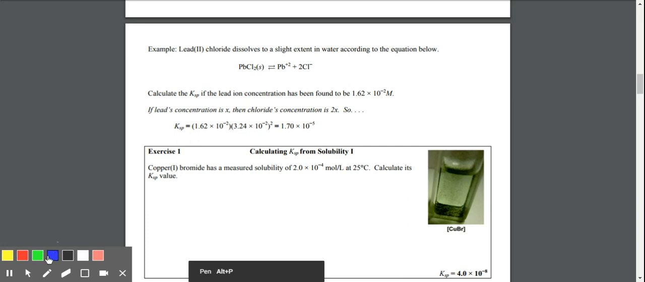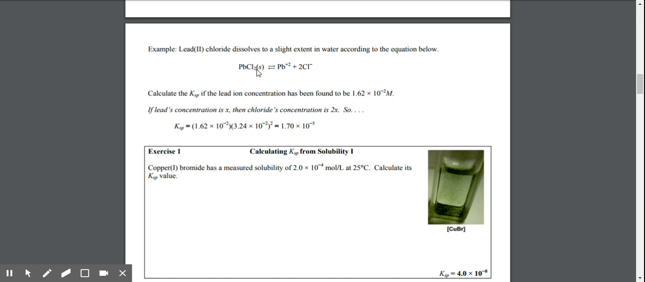So when I'm working with these, I set them up in rice charts just like I have before. So PbCl2, we don't worry about solids in our equilibrium expressions. So all we're worried about are these ions because that's what goes into my K expression. So this is going to be plus x, refer to the stoichiometry there. This is going to be plus 2x. And so my equilibrium expression is going to be x here and 2x here.